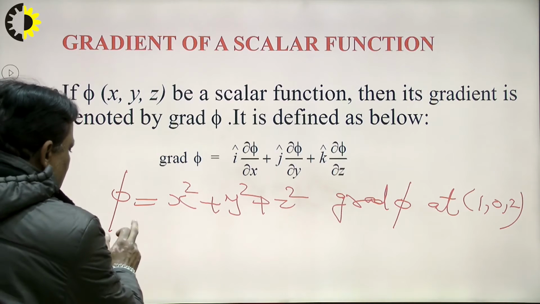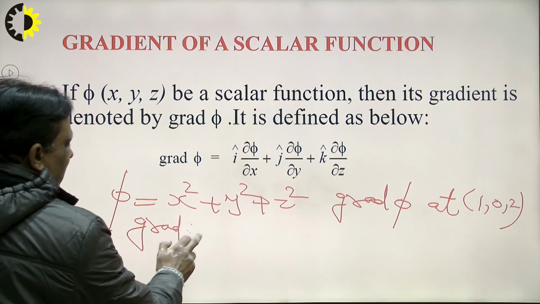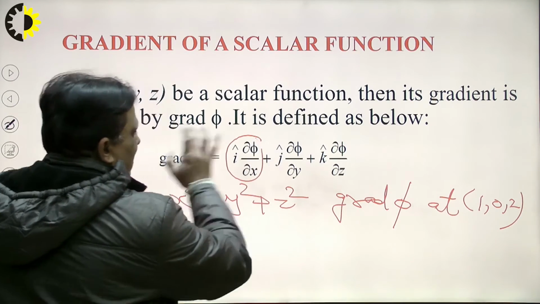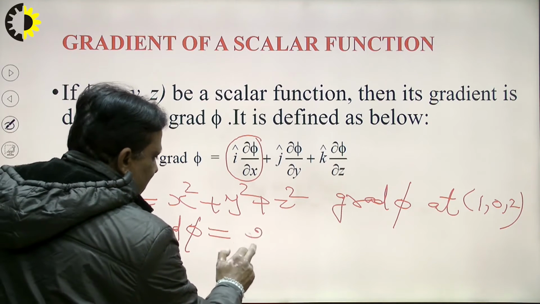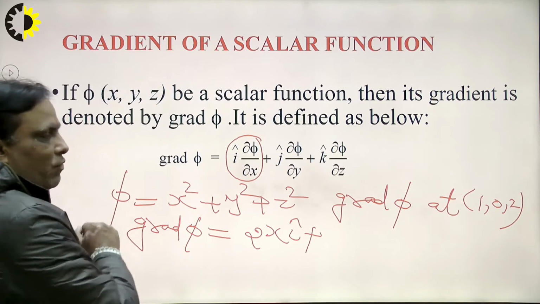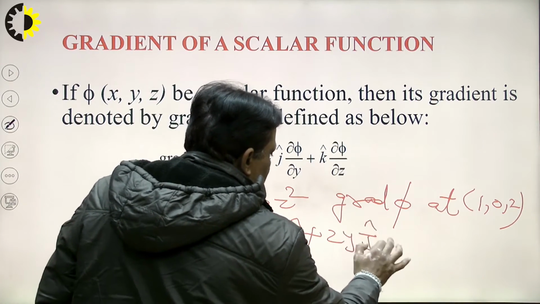First of all I write the formula here, grad phi. So differentiate phi with respect to x. What will be the differentiation of x square? 2x. So I write here 2x i cap plus, what is the differentiation of y square? 2y j cap, and 2z k cap.